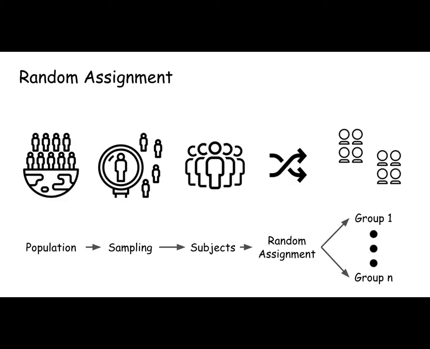So random assignment to groups is different than sampling, and we will talk about both of those processes in this class. So you have an entire population. From that, you take a sample to get the subjects in the study. Those subjects then get randomly assigned to different groups.